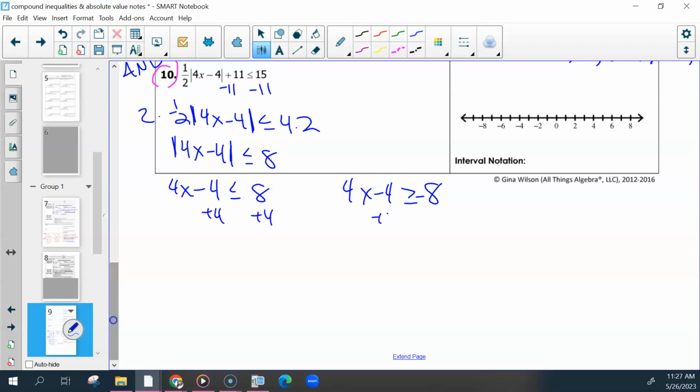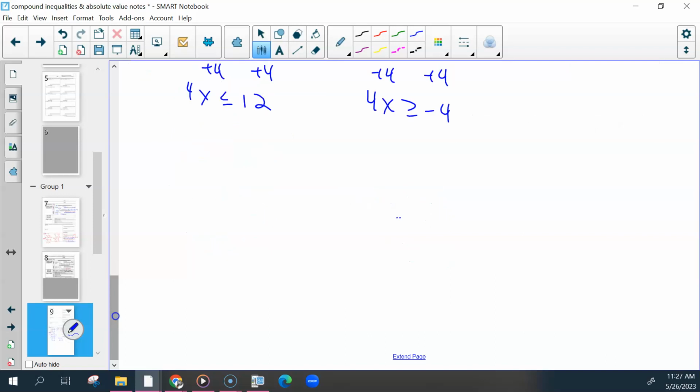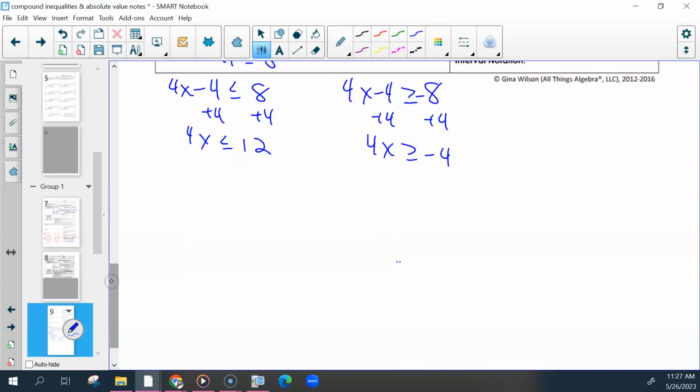Add 4 to all sides. So we have 4x is less than or equal to 12, and 4x is greater than or equal to negative 4. And then divide both sides by 4. So x is less than or equal to 3, and x is greater than or equal to negative 1.